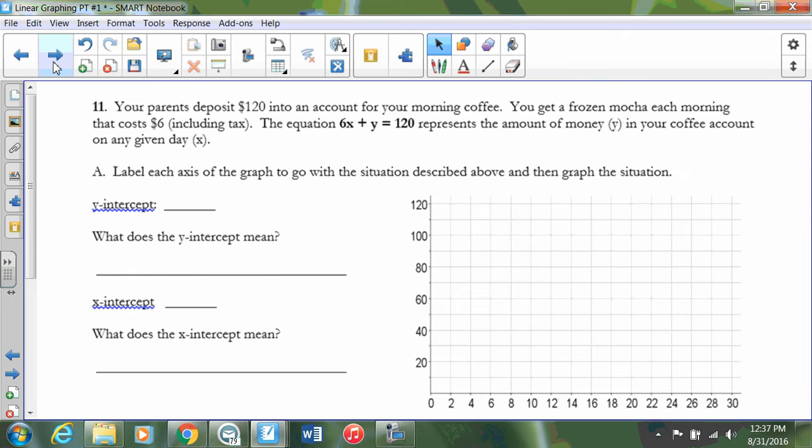Okay, on to context. Your parents deposit $120 into an account for your morning coffee. You get a frozen mocha each morning that costs $6. Oh, I love frozen mochas. I had to give those up a while ago.